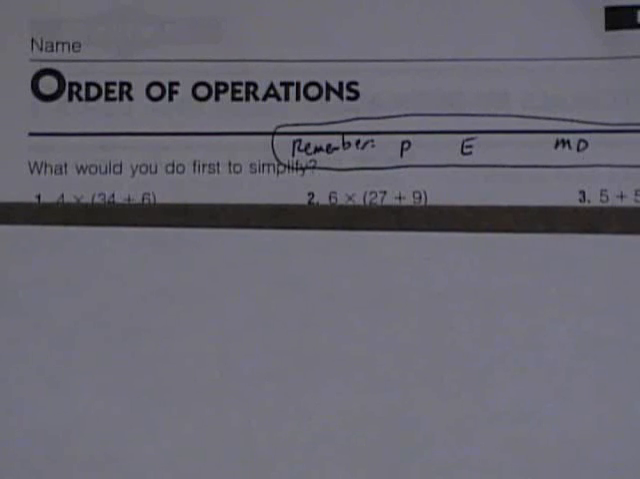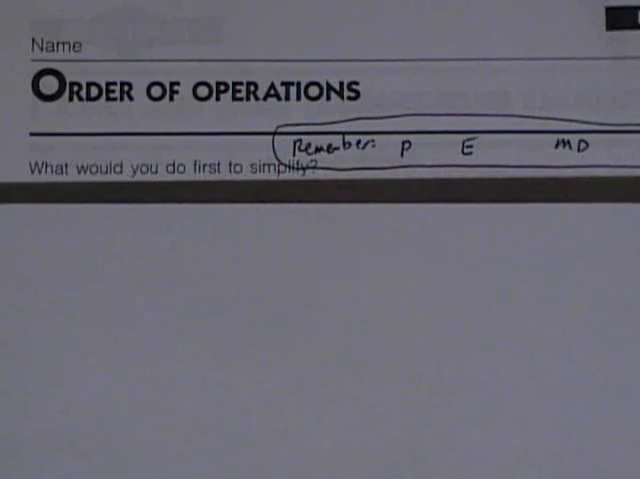This one is order of operations. The first thing you have to remember on order of operations is that there's a specific way or a pattern that you're supposed to follow when you figure out a math problem. It's just not do everything whatever you see.